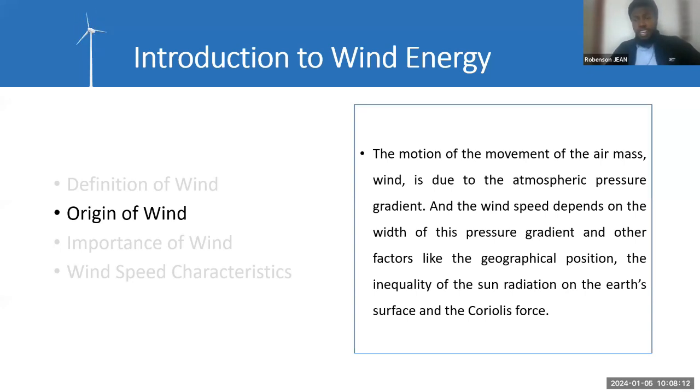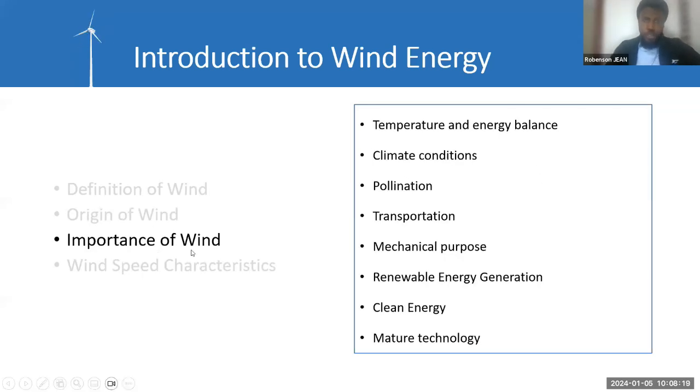As we have this motion of air, we can take advantage of it. So let us see. First of all, there's the temperature and energy balance. Imagine that we do not have wind on the Earth's surface. What will happen? One part of the Earth will be at a very high temperature, and the other part will be frozen, unfortunately. So the wind helps the Earth to maintain an energy balance.